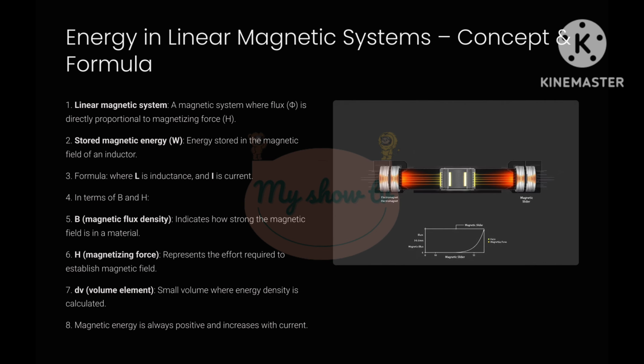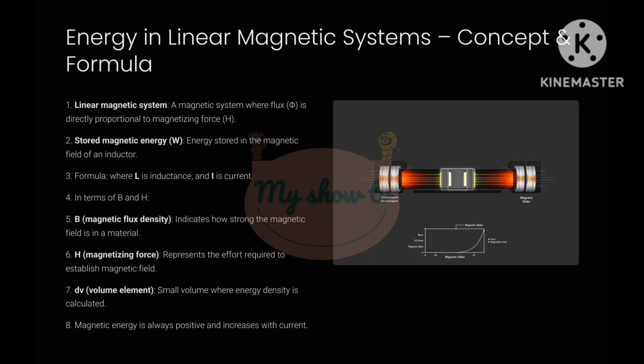A linear magnetic system is one where the magnetic flux is directly proportional to the magnetizing force, H. In simple terms, if we increase the magnetic effort, H, the response, flux, increases proportionally. This is similar to stretching a spring. The more force you apply, the more it stretches, in a linear fashion.